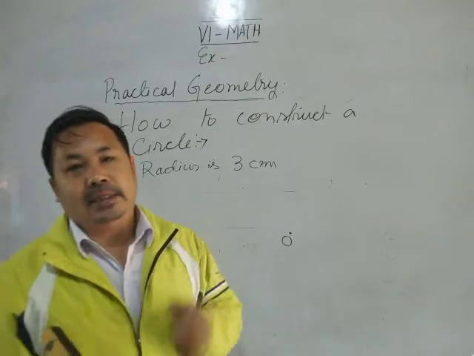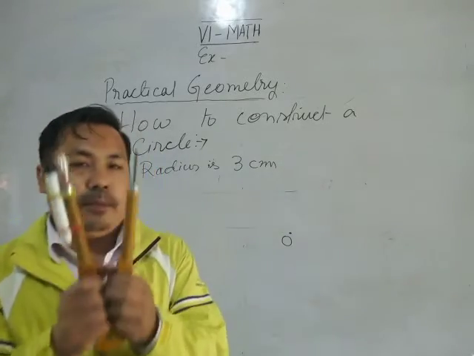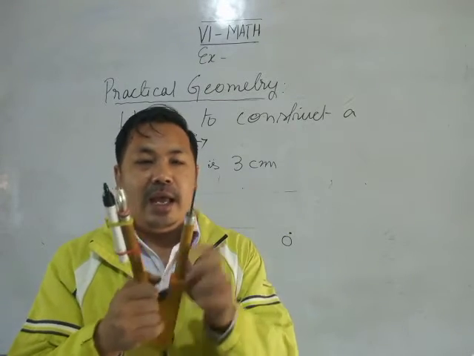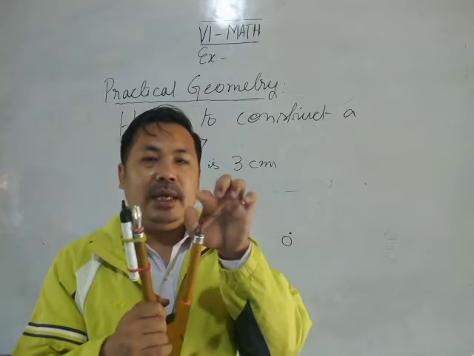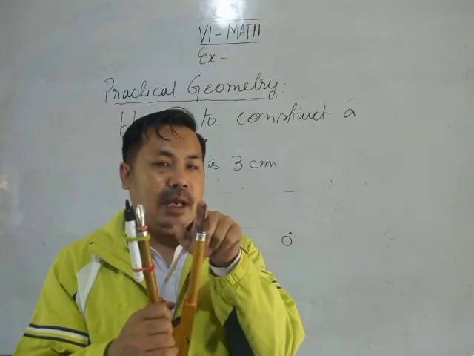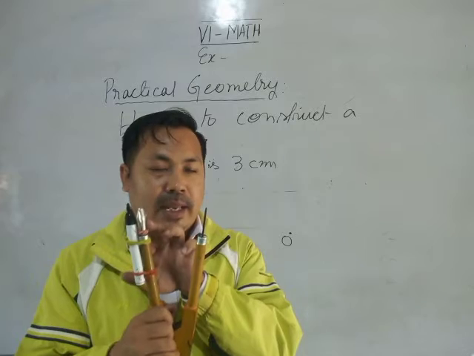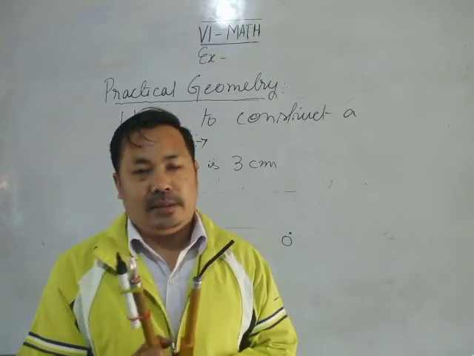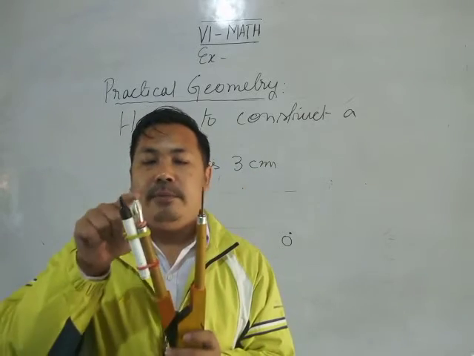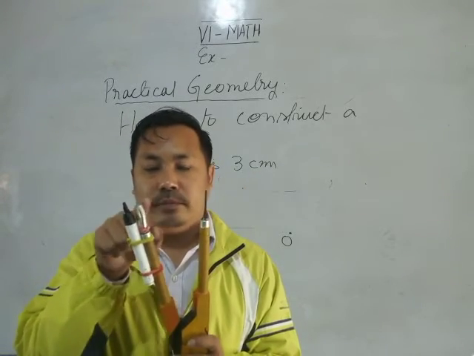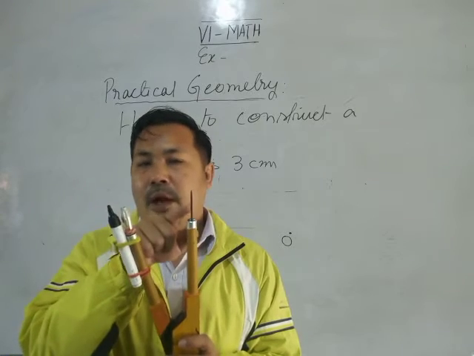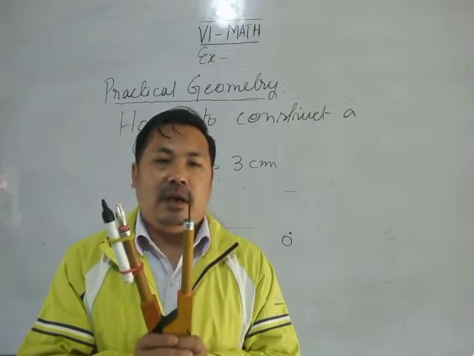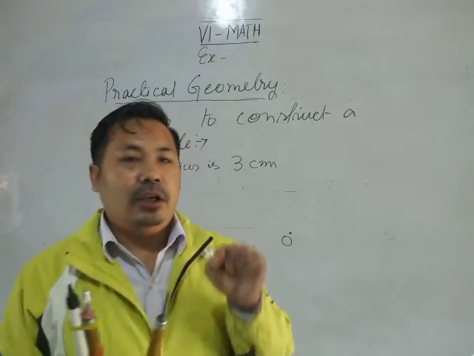What we will do next is take your compass and open it, or we say adjust your compass. This gap, you can see the gap here, or the distance between the two ends, the pencil end and the pointed end, is called the radius. So you have to measure the radius of 3 centimeters on your ruler.